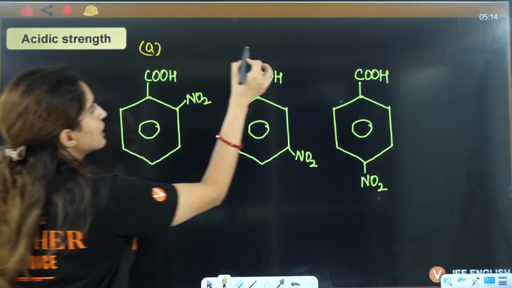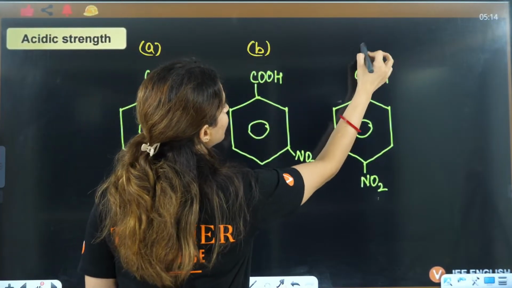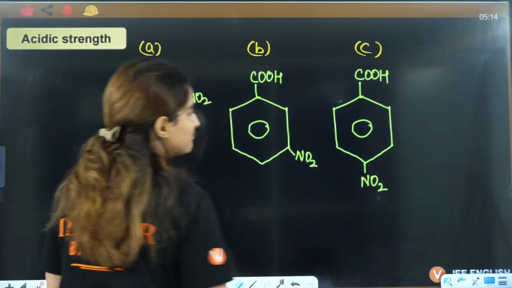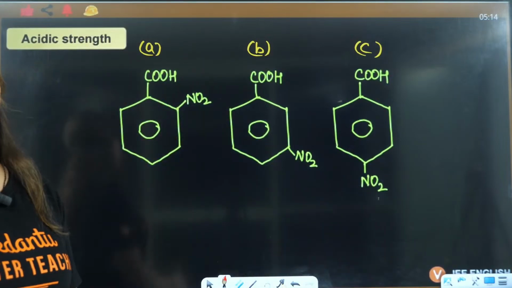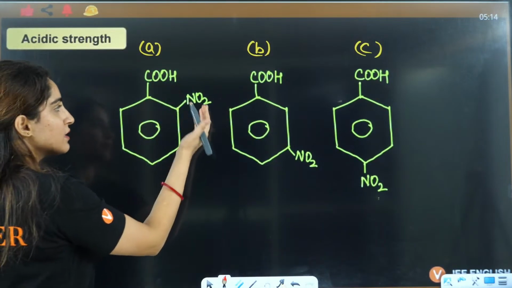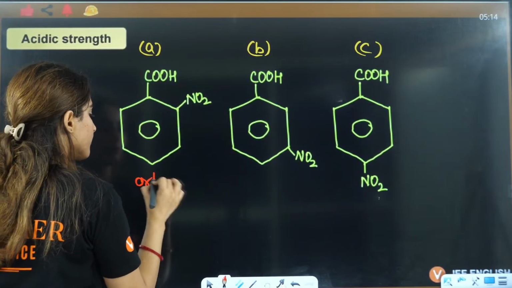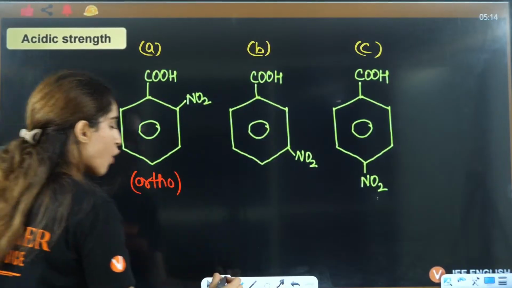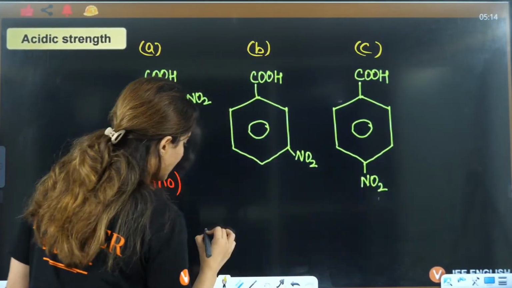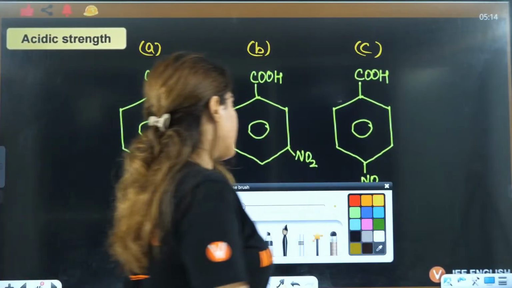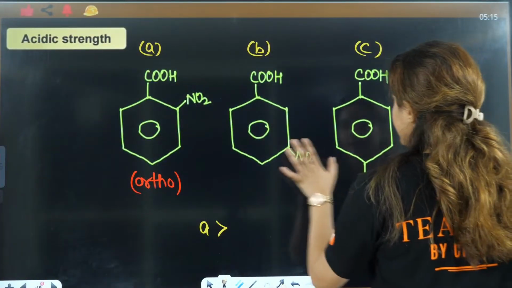Now, things will get even more amazing, because the ortho effect is now applied. You see this here, the NO2 group, ortho effect is valid. Directly say this is ortho effect. Because of the ortho effect, directly say that A is more acidic. Then we have to compare between B and C.